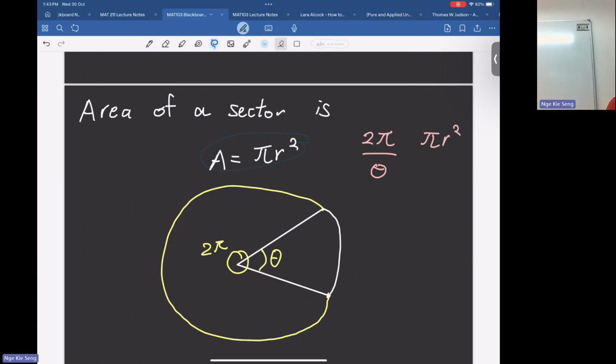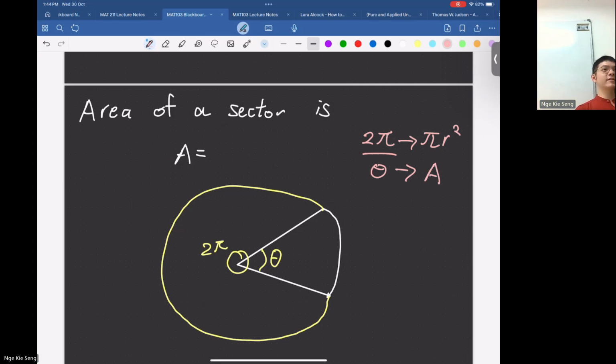Am I confusing you? So if 2 pi corresponds to pi r squared, what is pi? How to find it? So what's this area? A should be equal to what?